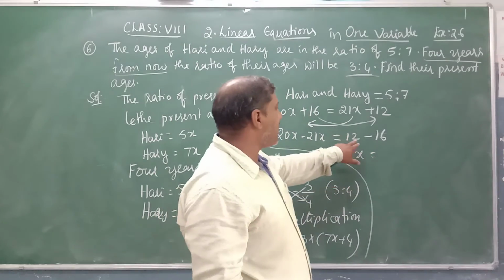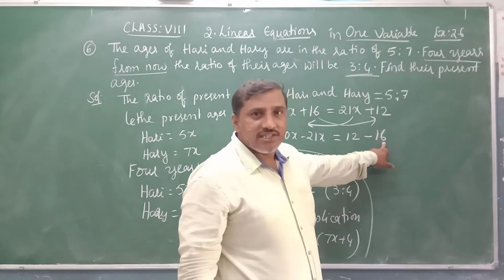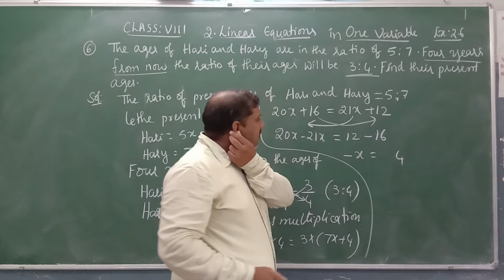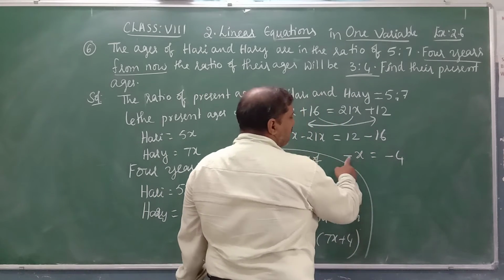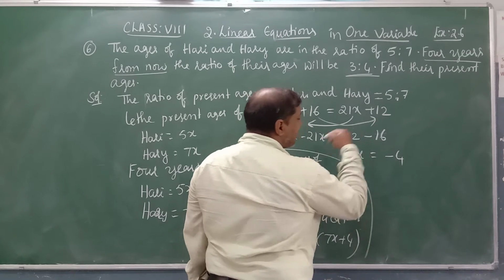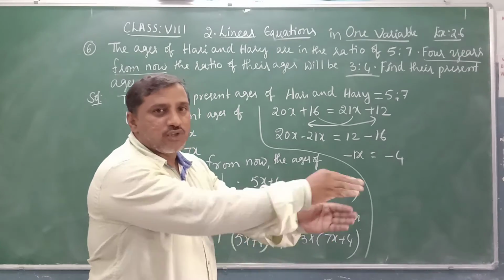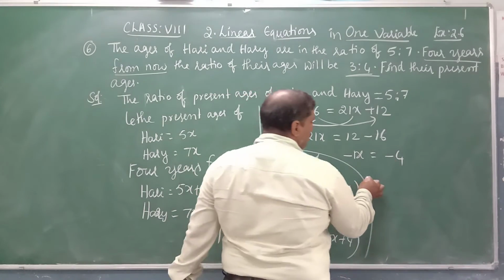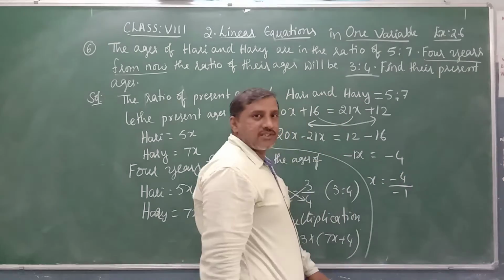Similar concept again. 12 minus 16, subtract 12 from 16. 16 minus 12 it is 4, and 16 is having the minus sign, so keep the minus sign. Now x means what? Minus x means minus 1x. So transpose minus 1 to RHS. When we transpose minus 1, which is multiplying with x, it divides. Therefore x is equals to minus 4 divided by minus 1.